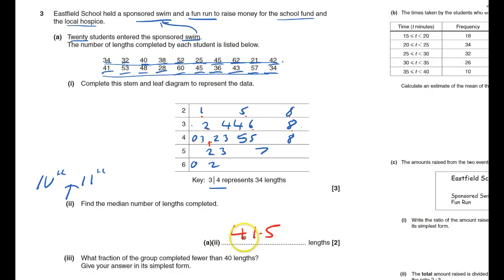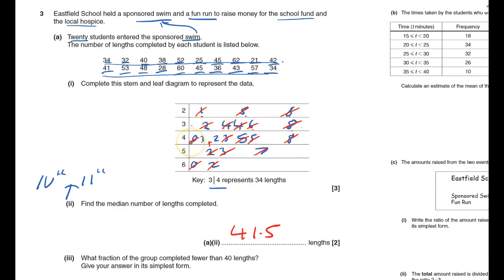Of course, if you want to do it the other way, you could do the crossing out method, where you cross out the lowest and the highest, lowest, highest, and so on, and it leaves us with 41 and 42, so it's 41.5.